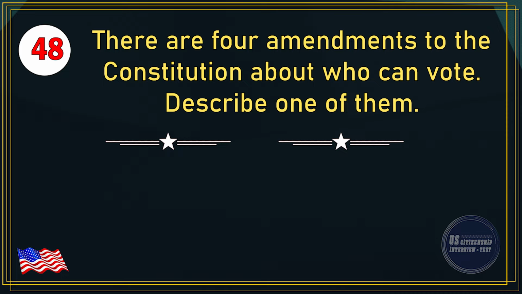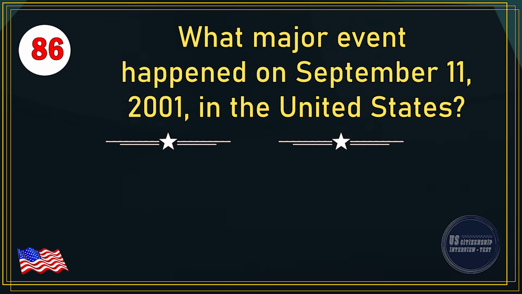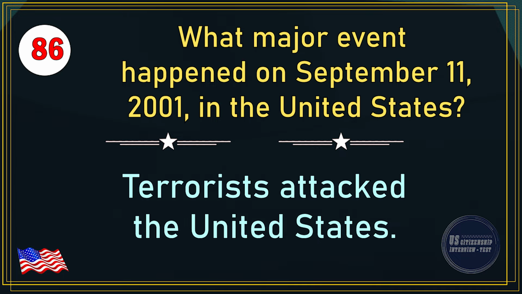There are four amendments to the Constitution about who can vote. Describe one of them. Citizens 18 and older can vote. What major event happened on September 11th, 2001 in the United States? Terrorists attacked the United States.